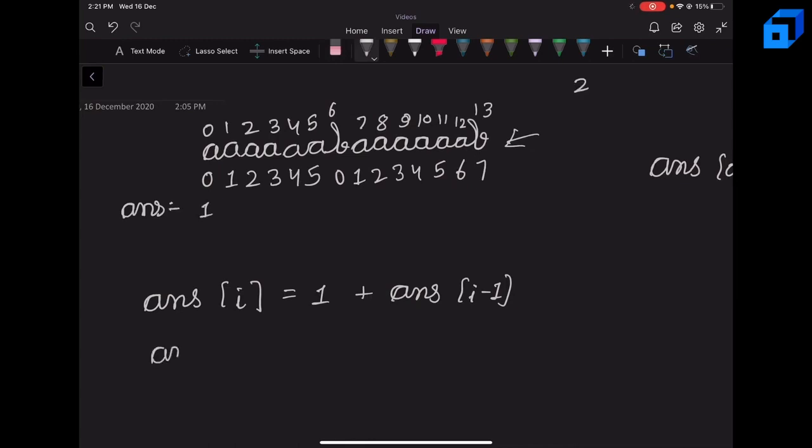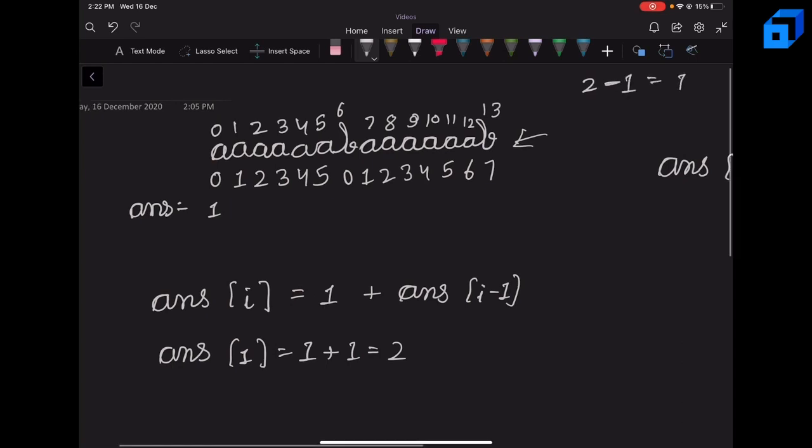Now we need to find the answer of 1. We can initialize answer of 1 as 1 plus answer of 0. Since answer of 0 is 1, we can initialize answer of 1 as 2. Now we'll check if we can reduce answer of 1 using the second and third operations. So let's first find the period of the string. For this prefix, the length is 2 and the pi value is 1. So the period should be 2 minus 1, which is 1, and 1 actually divides 2, so the period is 1.